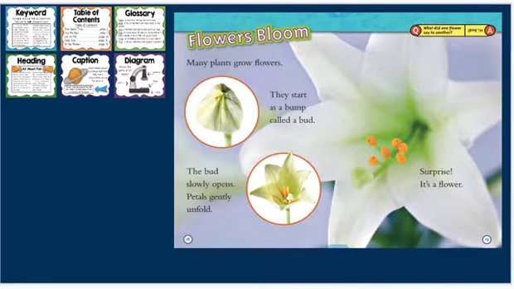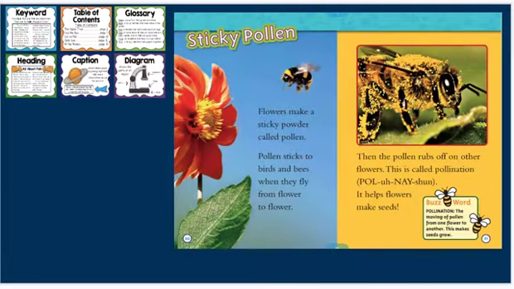Flowers bloom. Many plants grow flowers. They start as a bump called a bud. The bud slowly opens. Petals gently unfold. Surprise! It's a flower. Here's a little joke. What did one flower say to another? Hi, bud. Get it?